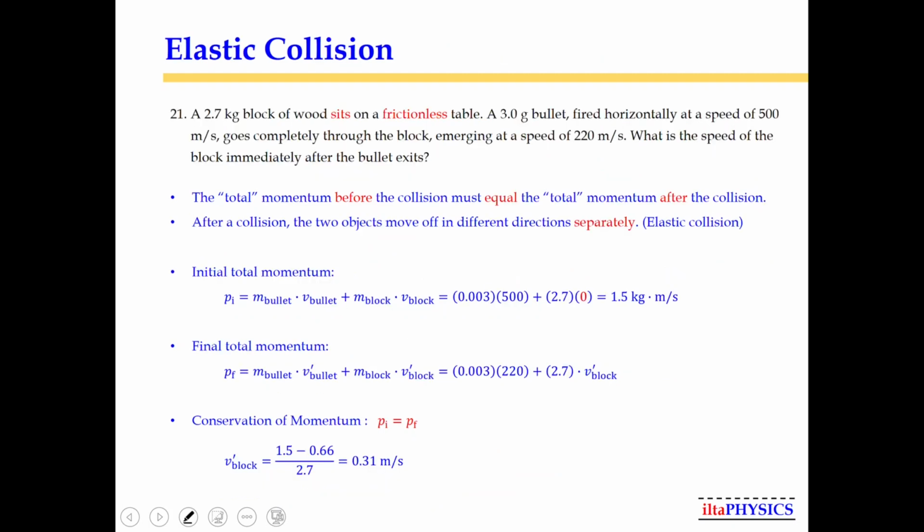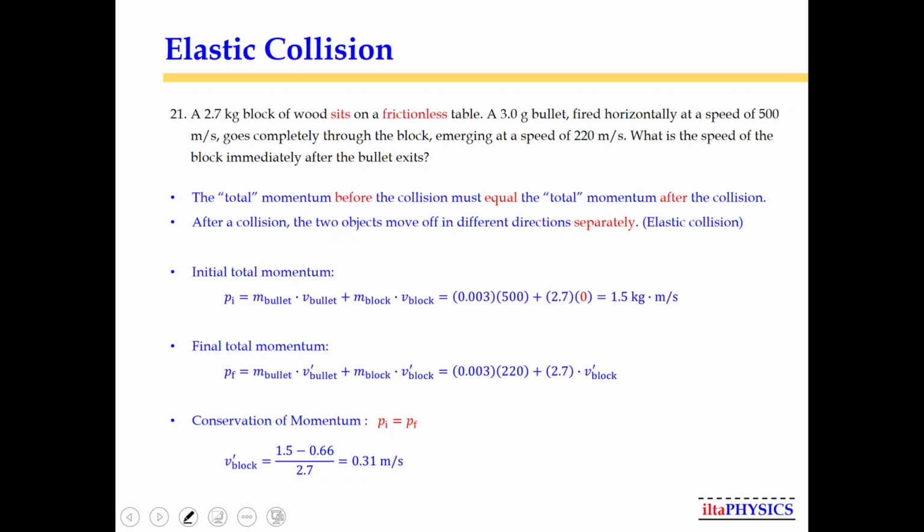Problem number 21 is about an elastic collision. A 3-gram bullet is flying at 500 meters per second and passes through a 2.7 kilogram wooden block sitting on a frictionless table. If the velocity of the bullet after passing through is 220 meters per second, what is the velocity of the wooden block?